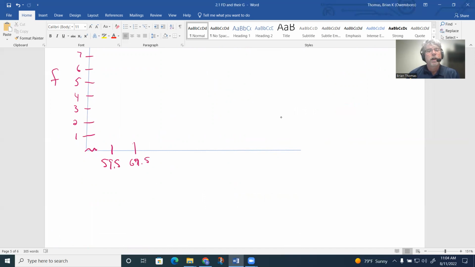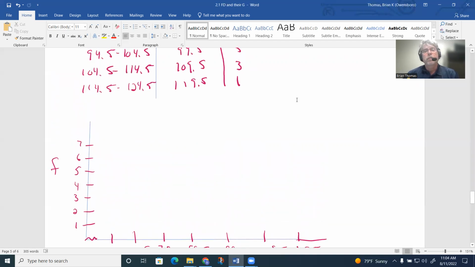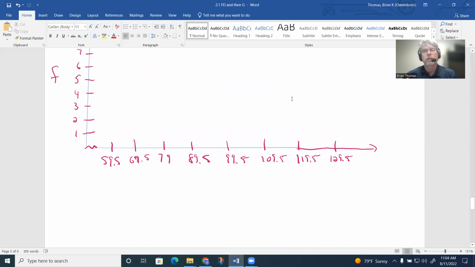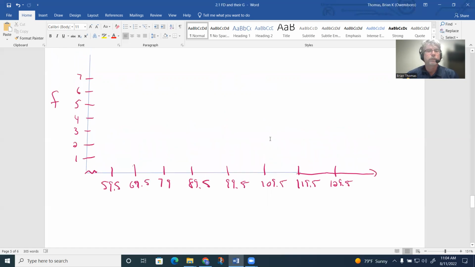So I have the 69.5, I now have the 79.5, I have the 89.5. I'm placing those midpoints here. 99.5, 109.5, and we have 119.5. So those were our midpoints. But remember, we have to go one extra midpoint over, so I need a 129.5 as well. I'm going to just sketch that out there. That should be where it ends up back on the horizontal scale.